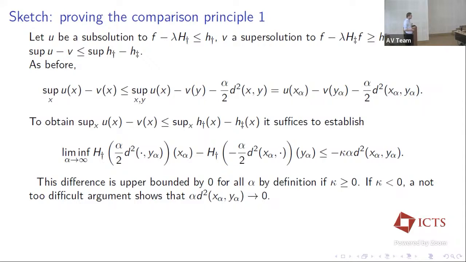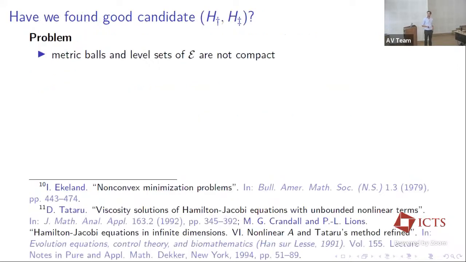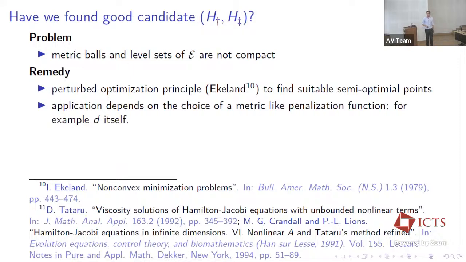So how do you actually fix this? I'm not going too much into details. What you need to do is add an additional part in your test function to be able to work around this. The metric balls are not compact, so you don't find your optimizers. Now, how can this be solved? This was solved by Ekeland.